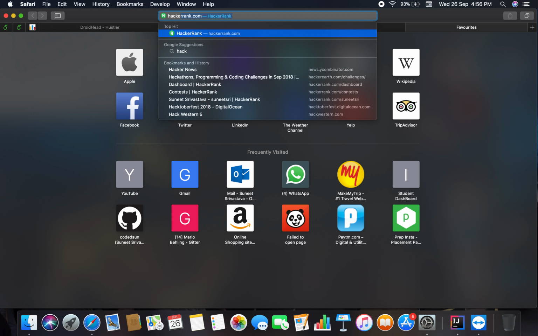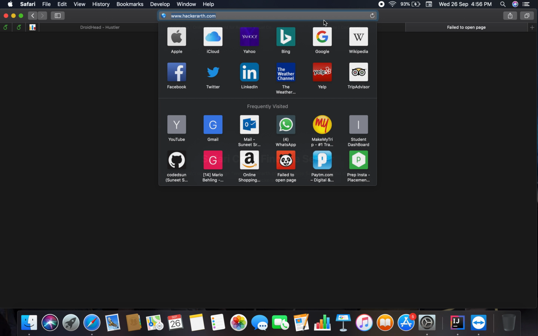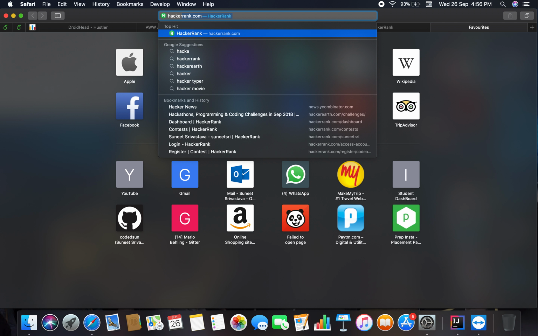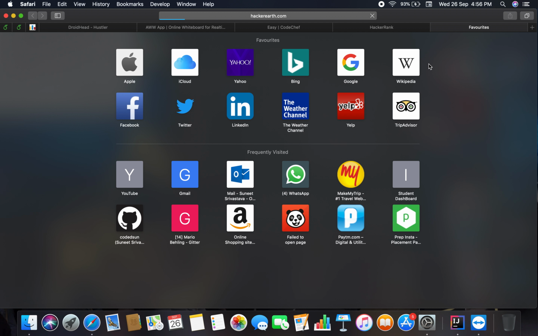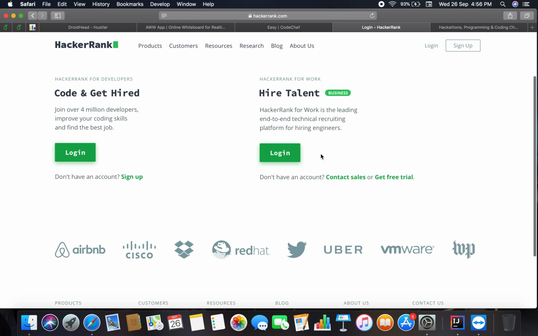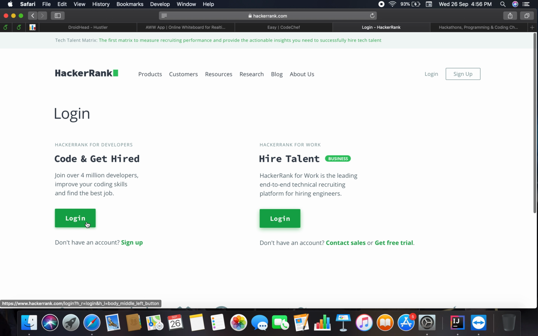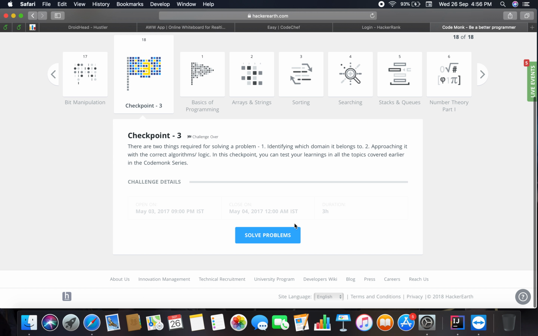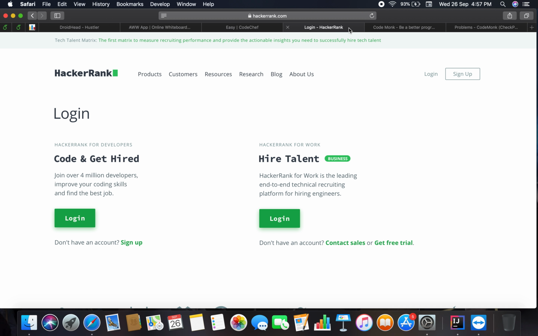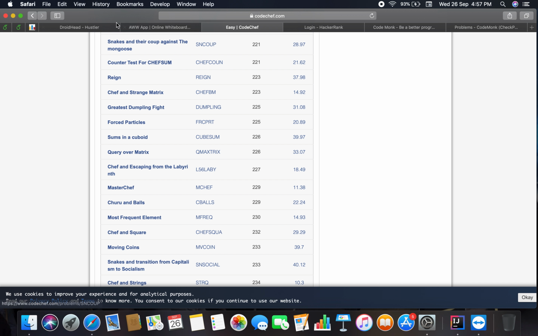You can also try HackerEarth. I don't know why HackerEarth is not working. Okay, it works. So this is a website where you can try more problems. And here you can also go with CodeMonk, and this is very great to get started with competitive programming. You can go about solving problems here. So that is all competitive programming is about.